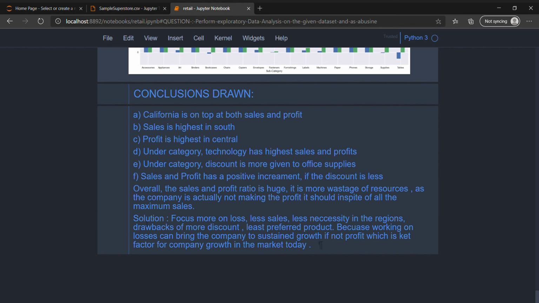So the solution for it is to focus more on the losses, less sales, less necessity in the regions, drawbacks of more discount, and the least preferred products. Because I think working on losses can bring the company to sustained growth, if not profit, which is the key factor for a company's growth in the market today.